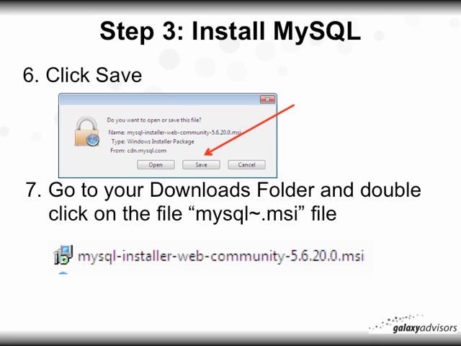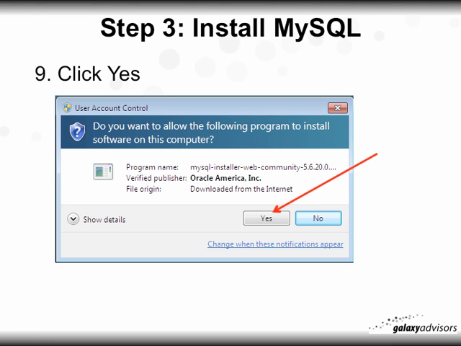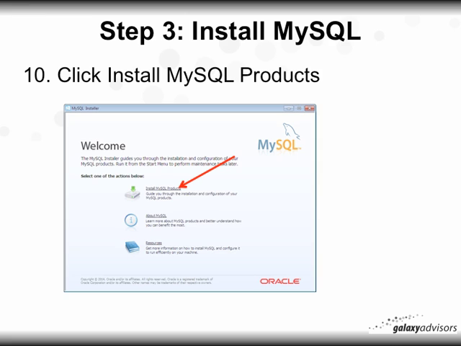Then go to your downloads folder in step 7 and double click on the file, the MySQL installer web community 5.6, I think it's .22 now, MSI file, which is the Microsoft installer file. In step 8, you're going to get an open security warning. Again, it depends on your browser. Just click run. Step 9, at the user account control, click yes. And step 10, click install MySQL products at the top.